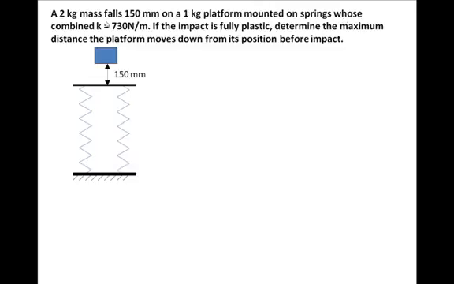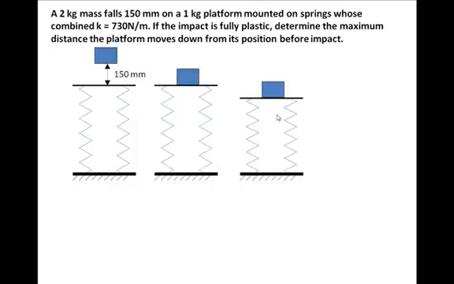It says a 2 kg mass falls 150 mm on a 1 kg platform mounted on springs whose combined K is 730 Newton per meter. This is the 1 kg platform and the 2 kg mass falls on this. Now what is going to happen once it falls? They both are going to have direct impact, and due to the impact both together will get some velocity, and with that they move down.